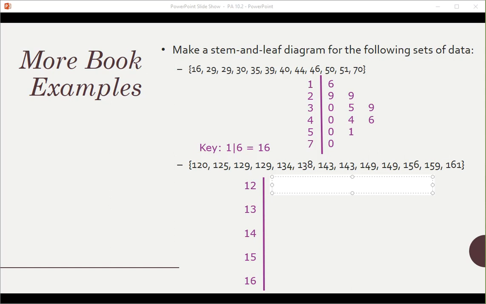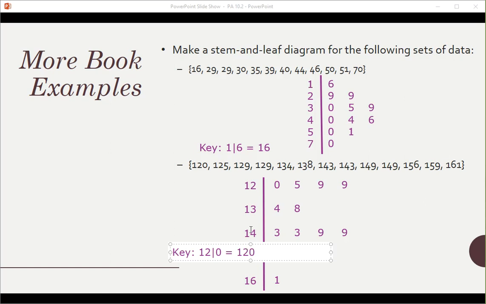Then over here, I have 120, 125, and 129. I have 130. Oh, I have two 129s, excuse me. I have 134, 138. I have 143, another 143, 149, and another 149. Then I have 156 and 159 and 161. Again, I'll say my key is 1, 2, the 0 equals 120. And I'll just include that somewhere with my diagram. These tend to be a little easier and a little more familiar to you.